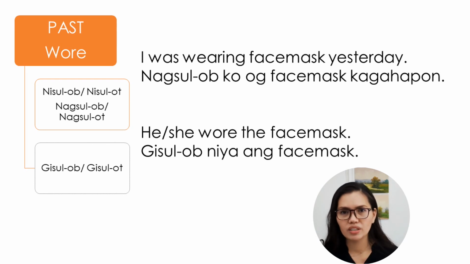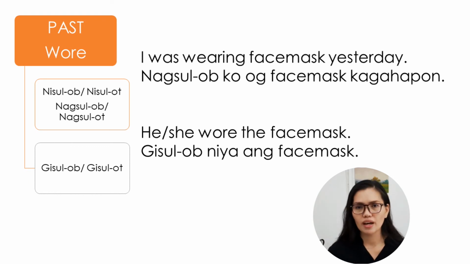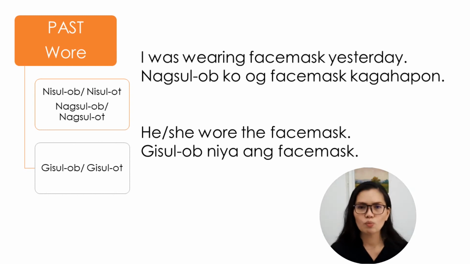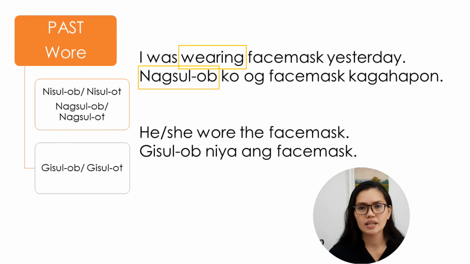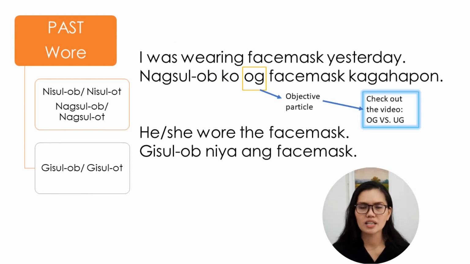Past tense of wear is wore in English. In Bisaya, we have nisul-ob or nagsul-ob or gasul-ob. So here's an example of that. I was wearing face mask yesterday. Nagsul-ob ko og face mask kagahapon. Was yesterday is kagahapon. Wearing is nagsul-ob. Ko is I. Og here is an objective particle. If you haven't watched my og versus og video, you might want to visit that.